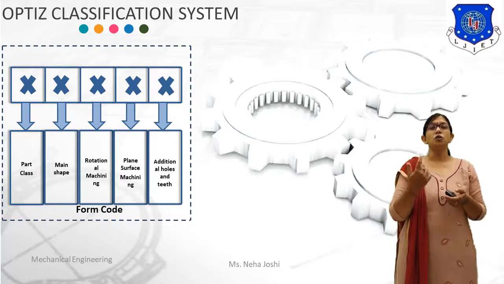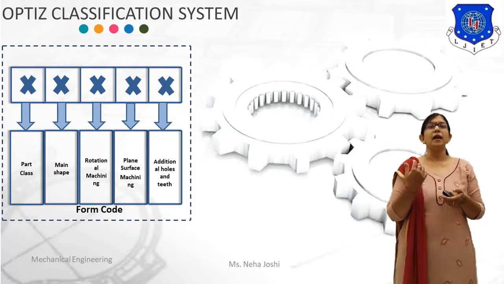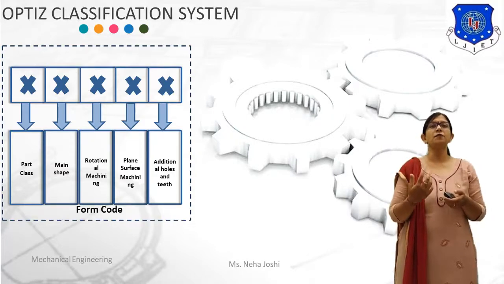Digit 2 shows the main external shape, partly depending on digit 1. Then digit 3 shows the main internal shape. Digit 4 shows the machining requirement for the plane surface, and digit 5 shows the auxiliary features like additional holes, etc.